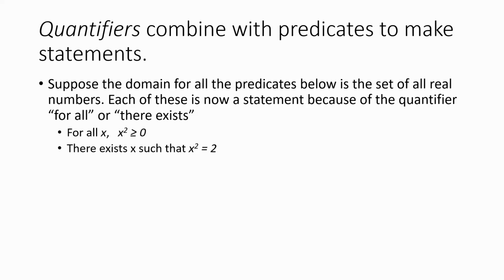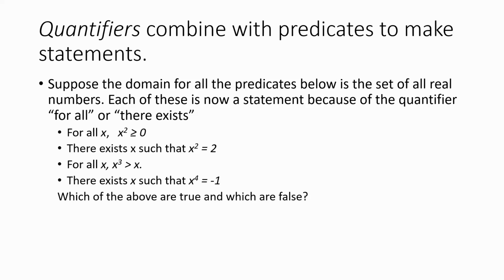For all is what's called a universal quantifier. It means something is true all the time. And there exists is called an existential quantifier. It means there exists at least one element which makes the statement true. Another example, for all x, x cubed is greater than x, and there exists x such that x to the fourth equals negative 1. So these are each now statements that could be either true or false.